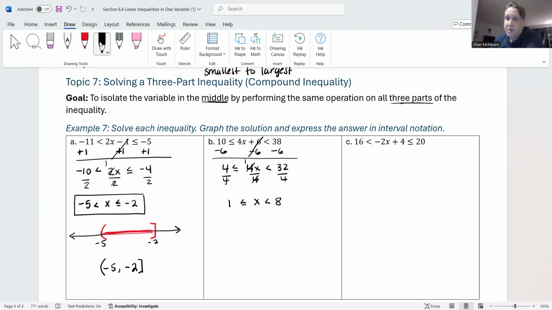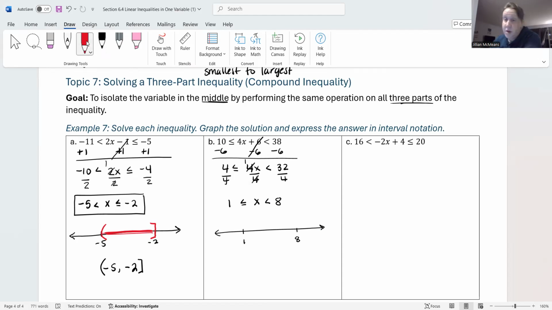So just double check, does this read correctly from left to right? Yes, 1 is less than 8. X is somewhere in the middle. So we can graph this. We draw a number line. We put down both of our boundary points, or our endpoints, you'll call them typically.